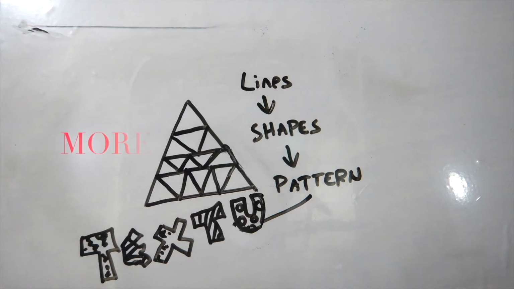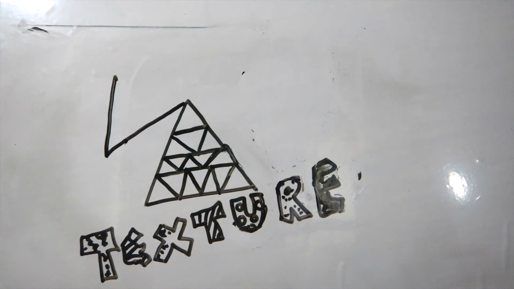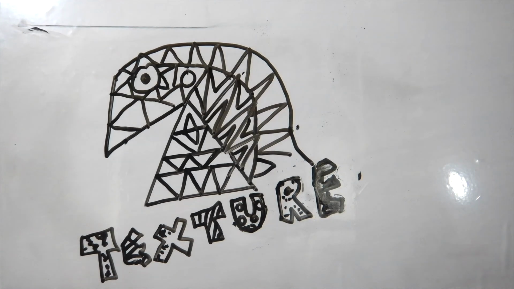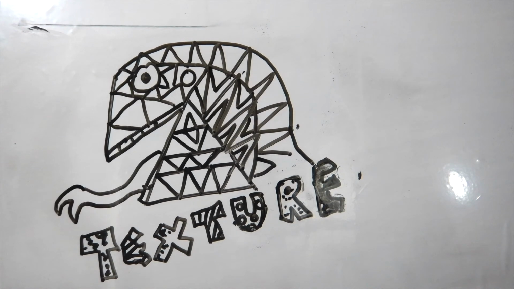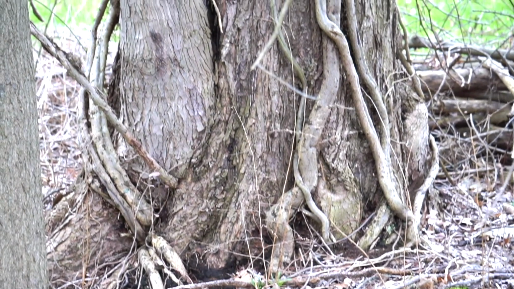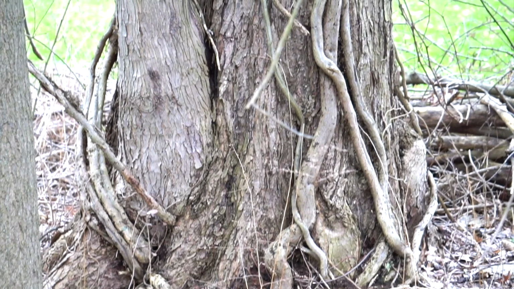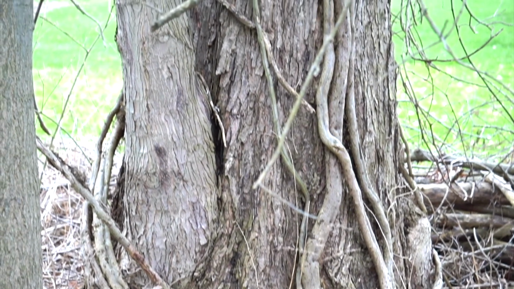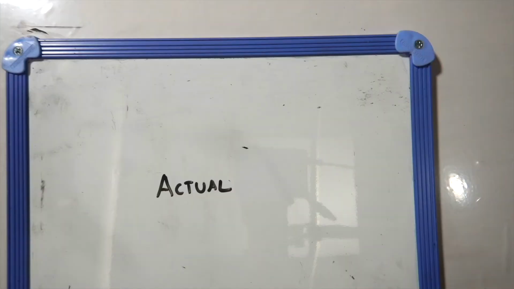So lines become shapes, shapes become patterns, and patterns become texture. And texture just is simply a way of describing how something looks like it feels or how it actually feels. This tree looks like it has a rough bark texture to it, and it actually does have that texture. If I walk up to it, it has that texture, so we call that actual texture.